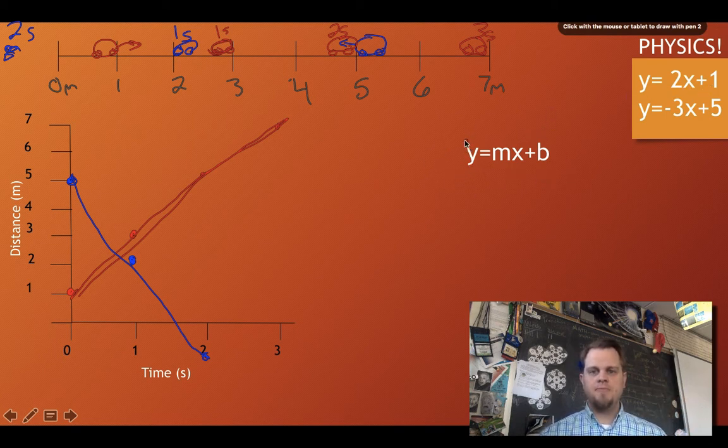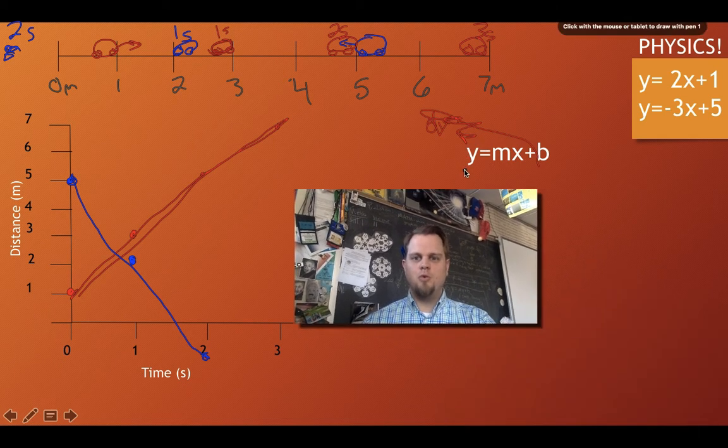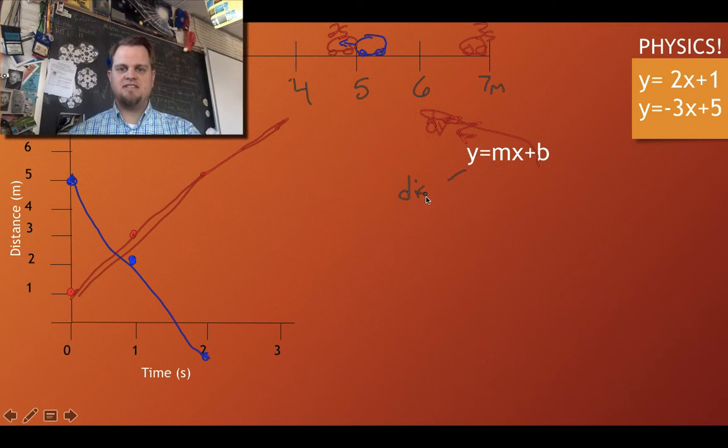Here's what I did. First of all, I defined y as being distance in meters, okay? That's all I did right over here. I said y-axis is distance in meters. And I said x, that's going to be time, and I'm going to measure that in seconds. Okay? So, x is 1 is 1 second. 2 is 2 seconds. Okay?